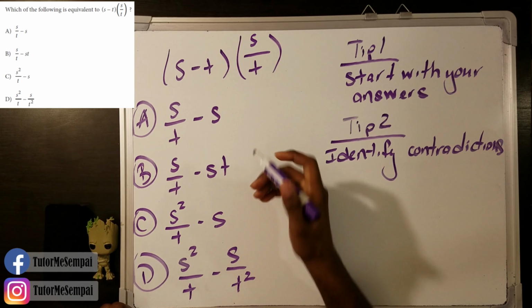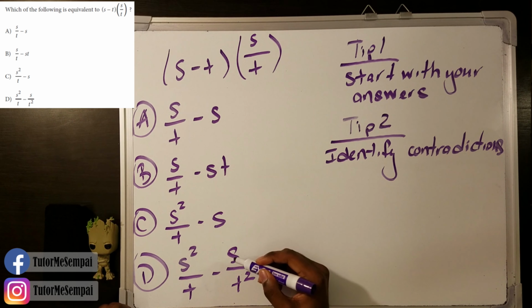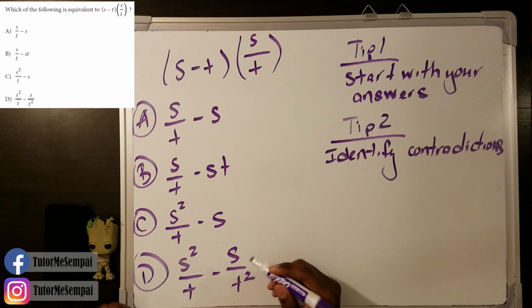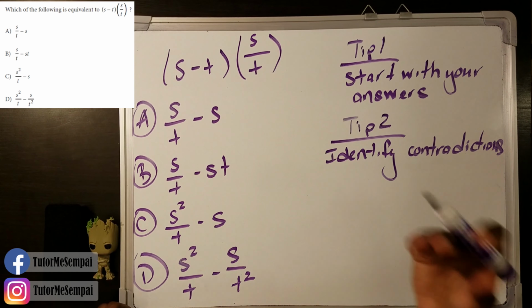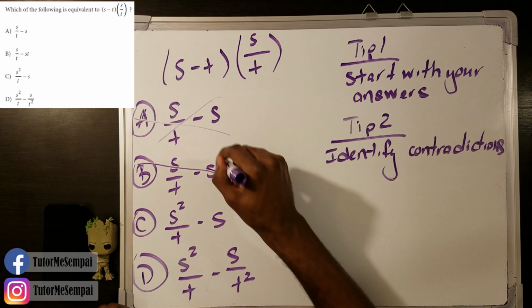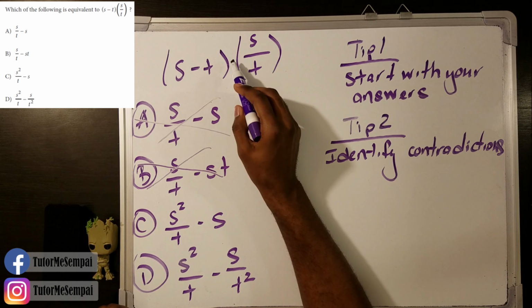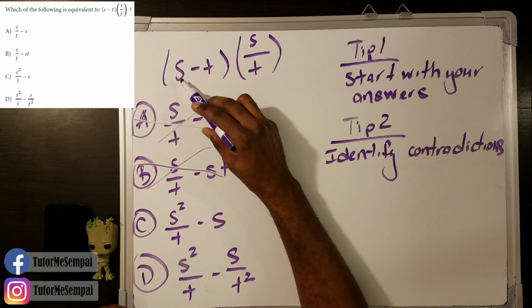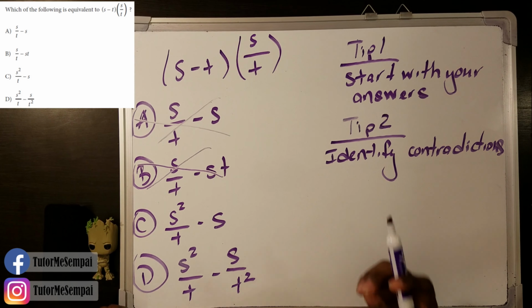So let's look at our answers here, and we see that A and B are missing an s squared, whereas C and D have an s squared. So do we need an s squared? If we need an s squared, this is going to be our first contradiction. Notice we have an s and an s here, and if you multiply those, you're going to get an s squared. So immediately, we can cancel out A and B. They don't have s squareds, but this is going to require us to have an s squared. You have an s in the top and an s in the top, and when you multiply those together, you're going to get an s squared.